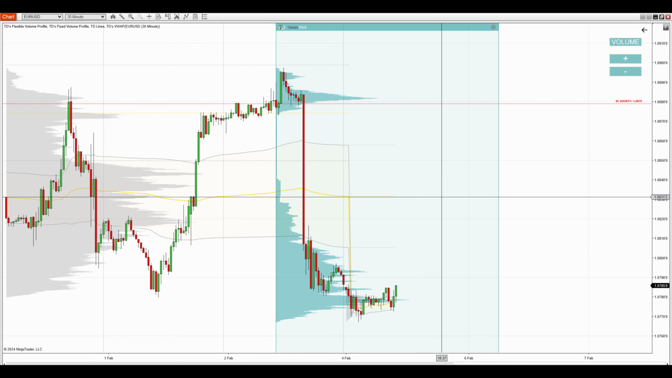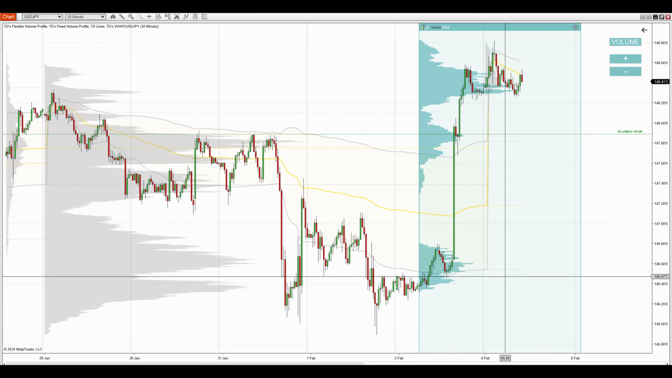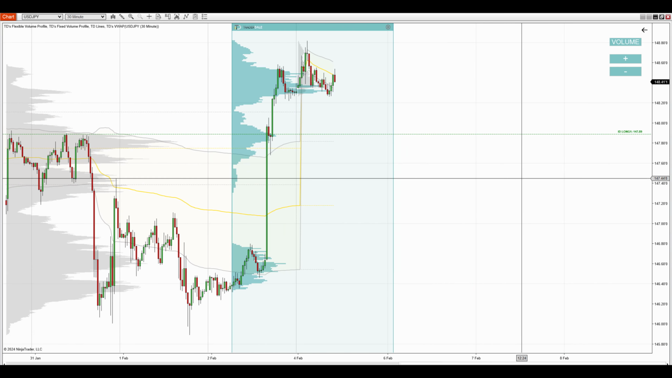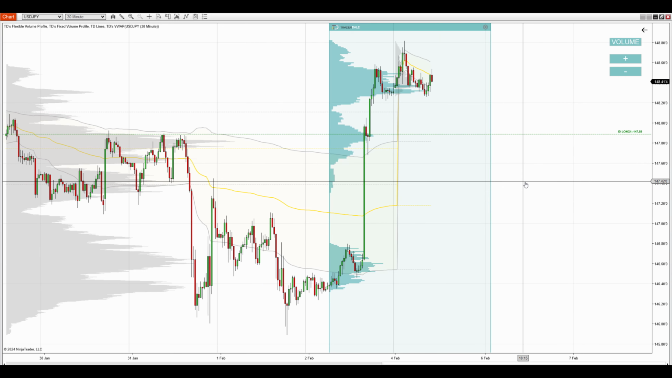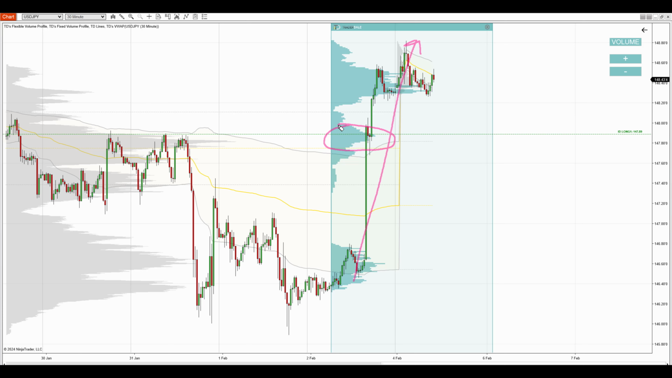Now, one last trading idea is on the US dollar Japanese yen. In here, the setup is a bit different. It is not the volume accumulation setup. In this case, it is the trend setup. So we have a strong trend, and within the trend, heavy volumes were accumulated in here.